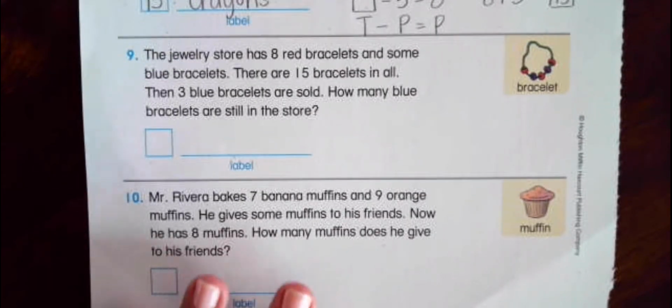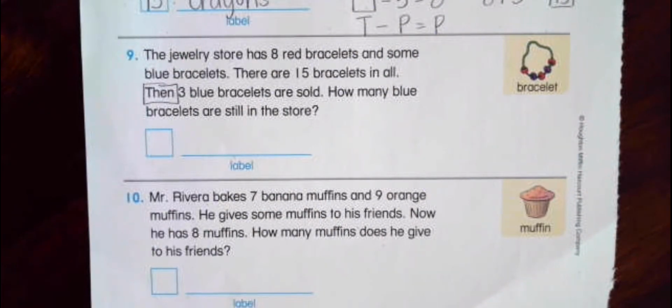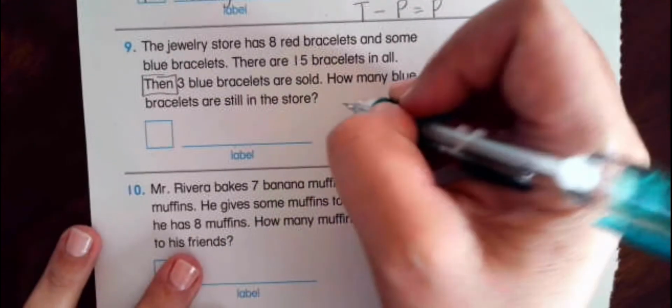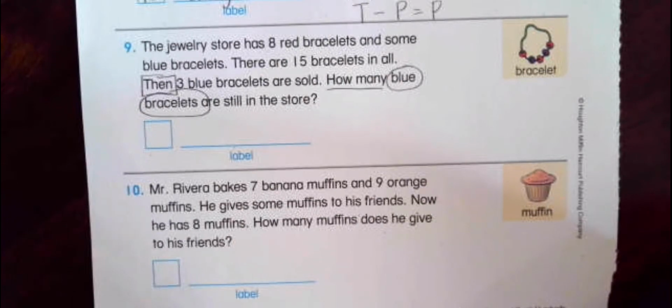All right, 2 more to go. Let's look at number 9. The jewelry store has 8 red bracelets and some blue bracelets. There are 15 bracelets in all. Then, we think this is going to be a 2-step. 3 blue bracelets are sold. How many blue bracelets are still in the store? So it's important to note that blue bracelets is what we are looking for, right?